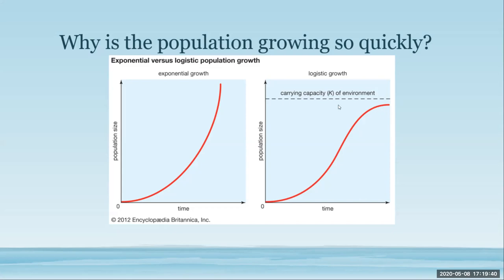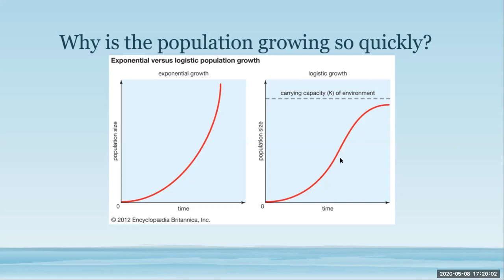But then it reaches this threshold that's a carrying capacity of the environment. Now, what exactly does that mean? That's when there's a scarcity of resources. So that's when it's becoming more difficult to reproduce and survive, because there just aren't enough resources for that population to grow much more than it already is.